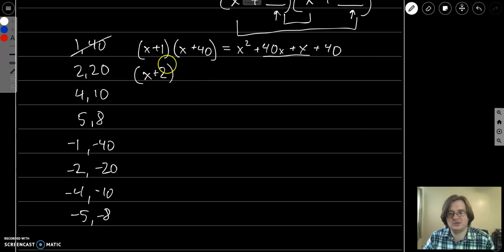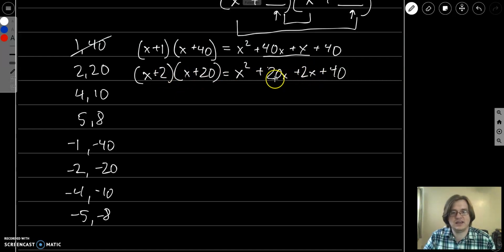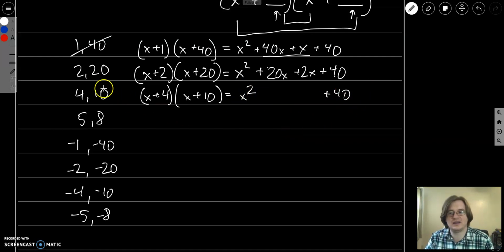x plus 2 times x plus 20. Again, we know that the first terms will multiply together to get x squared. The last terms will multiply together to get 40. But in the middle, we'll have x times 20, and then the inner terms, 2 times x. And 20 and 2 do not add up to 13. When you're doing this for the first couple of times, it will seem rather tedious. But the more you do, the more you'll be able to recognize the correct answer right away.